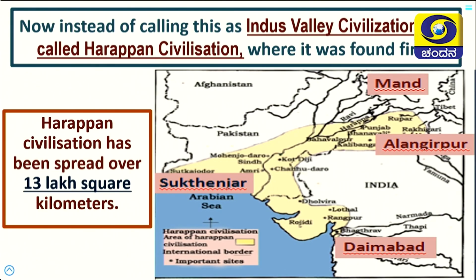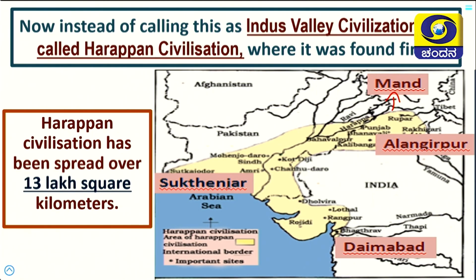So instead of just calling this the Indus Valley civilization, it is known as the Harappan civilization. Why do we call it the Harappan civilization? Because the first site of the Indus Valley civilization was found at Harappa only. So it is known as the Harappan civilization. What is the length and breadth of this? It spans 13 lakh square kilometers.